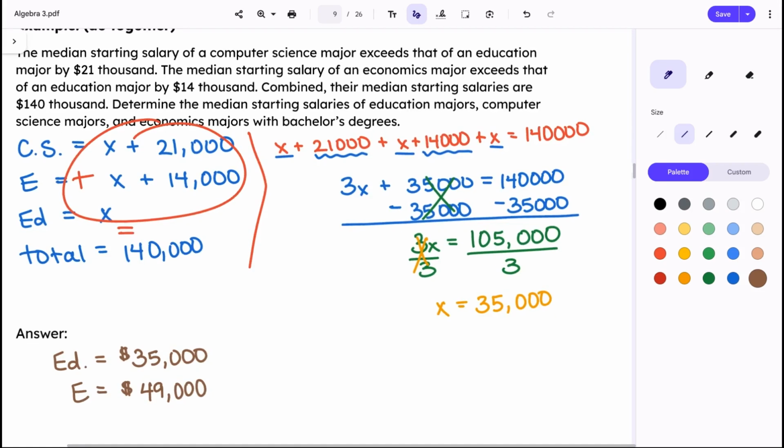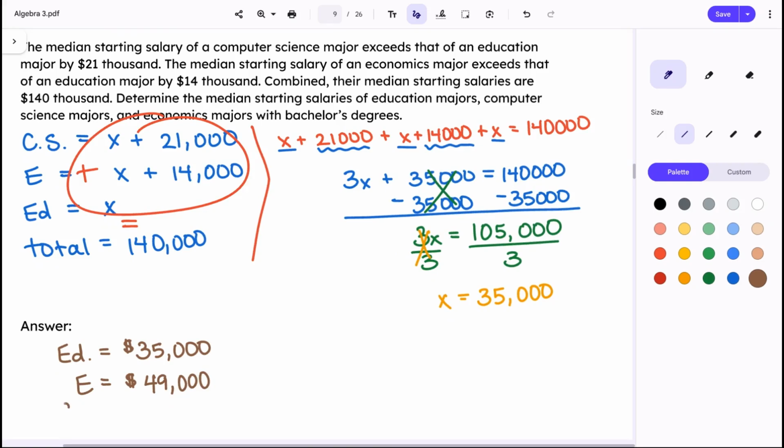And then computer science, you would take 35,000 plus 21,000 and you'd get what? 56,000. You guys just don't want to talk to me today? It's rude.